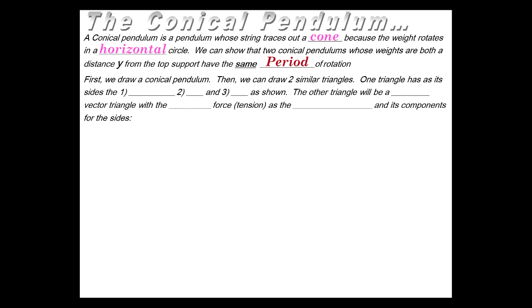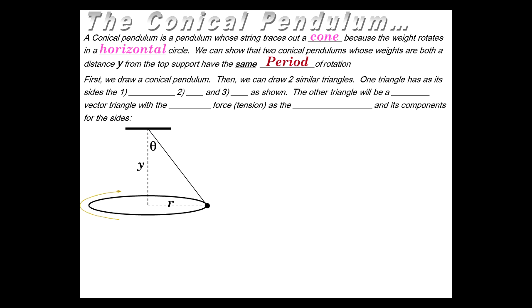To do this, we'll draw a conical pendulum. So here it is, the conical pendulum. And we have a weight mg, we have tension acting on the mass in question right here. So we can see what emerges from here are two similar triangles. One triangle has the string as one of the sides, and also y, the distance from the pivot to the horizontal circle, and the radius of the circular motion itself.